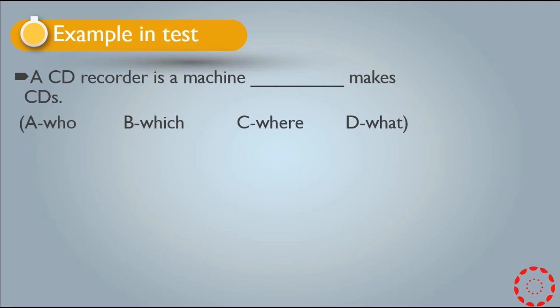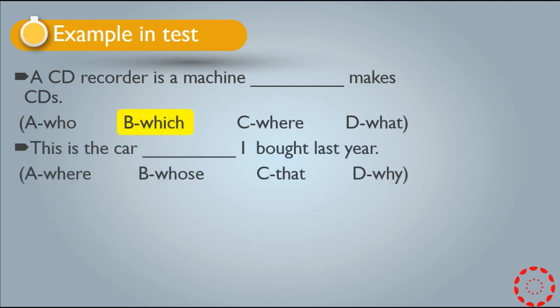So you have to look before the gap. You will see if it is people or a thing. As you see, a CD recorder is not a person, a man or a girl. So you have to choose which. A CD recorder is a machine which makes CDs.